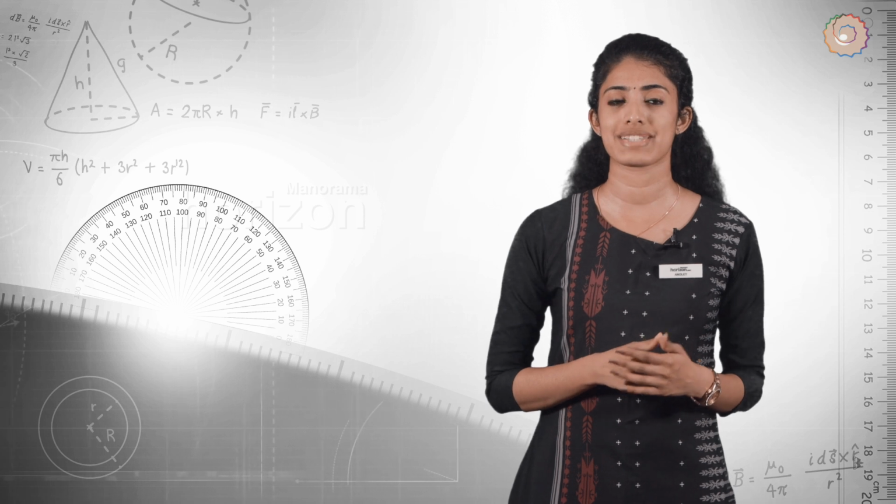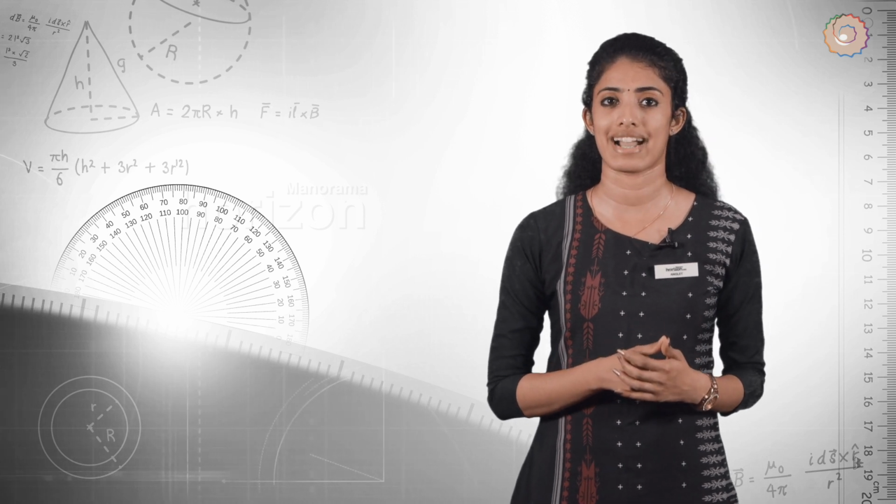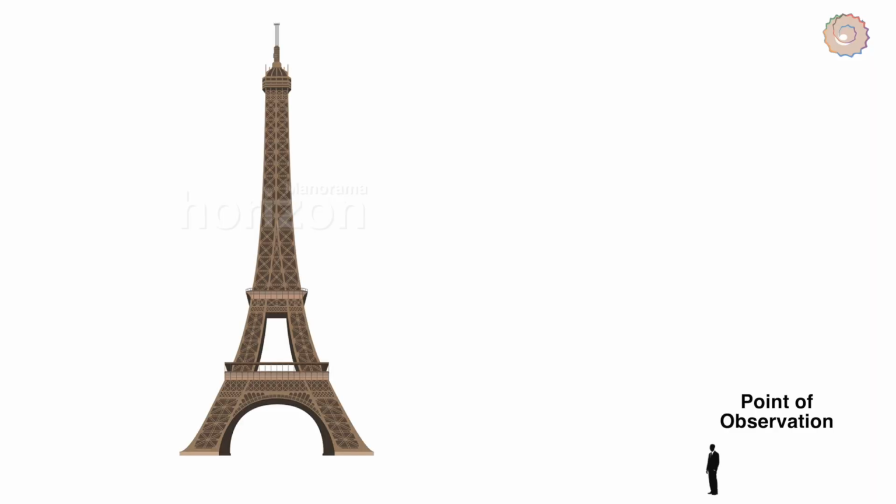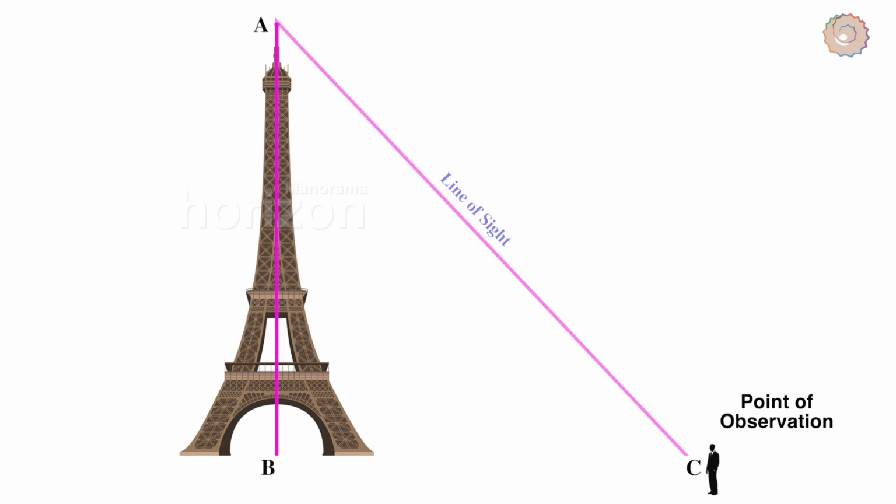Let us see how to use these trigonometric ratios to find the heights and distances without even measuring them. Let's say we are standing in front of the Eiffel Tower or any other building. Say that AB is the height of the tower and I am going to observe this building from a point C. And this point is called the point of observation. And if I join the line A to C, this line is called the line of sight. Thus, the line of sight is the line drawn from the eye of an observer to the point in the object viewed by the observer.